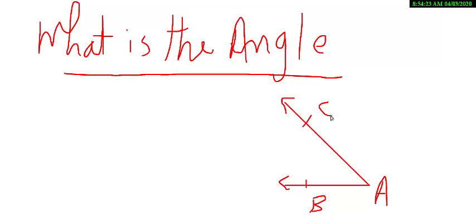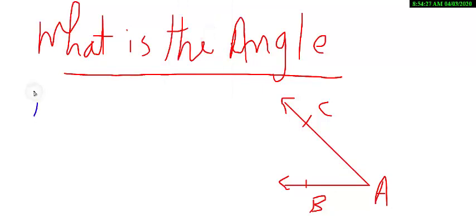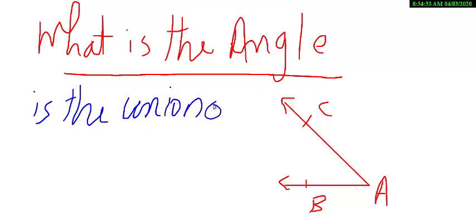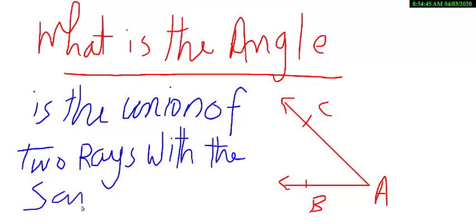We can write down the definition of the angle. So angle is the union of two rays with the same end point.